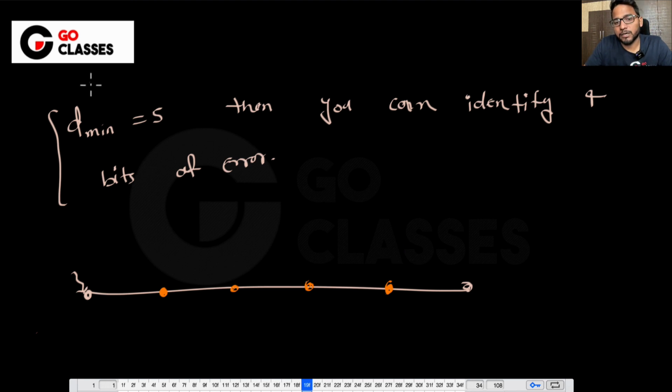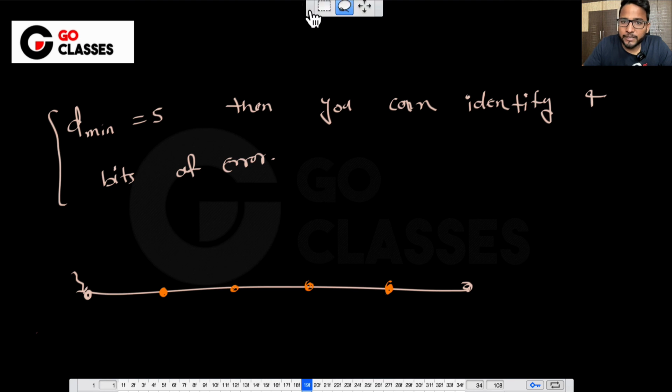I hope you understood. But now let me ask a one level up question. Can you even correct the error? Which means, can you say that if you are receiving this, then the corresponding valid code word is this or this, whatever? Can you guarantee which valid code word corresponds to it?